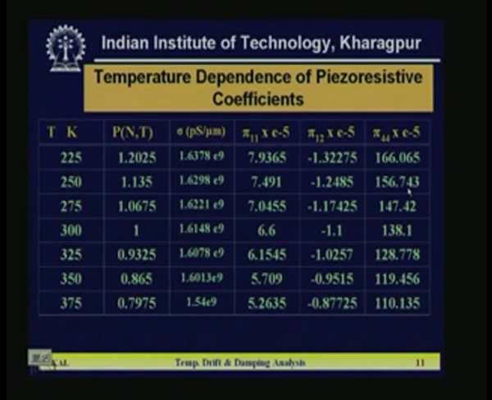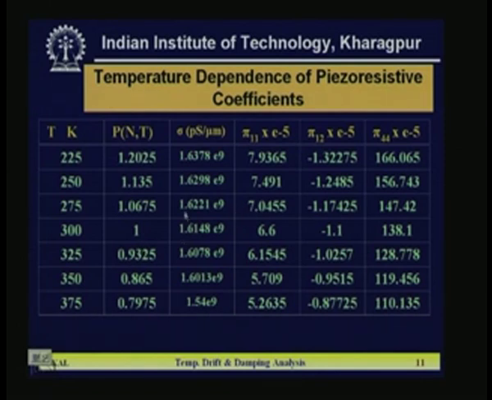Now if we calculate those values, then we get all three parameters, pi 11, pi 12, pi 44. That plot is only for the pi 44 P(N,T) variation. P(N,T) changes here with temperature from 225 Kelvin to 375 Kelvin, over 100 degrees Kelvin. We assume at 300 the P(N,T) is 1, and if you go to higher temperature, the variation is like this. If you go to lower temperature, P(N,T) increases, and at higher temperature P(N,T) reduces.